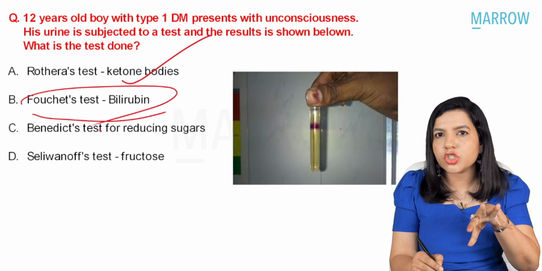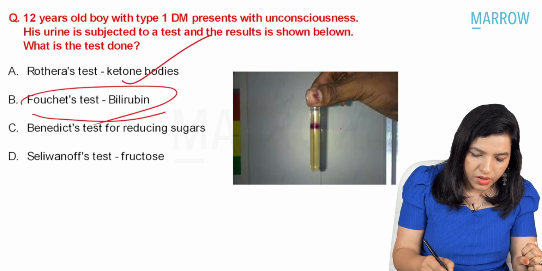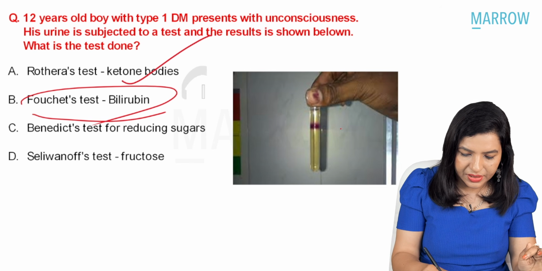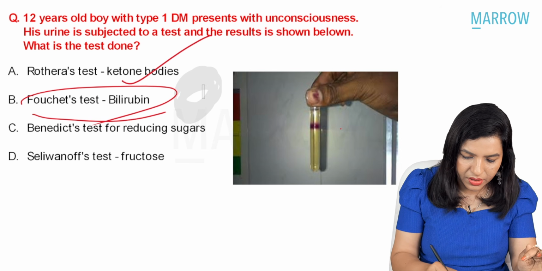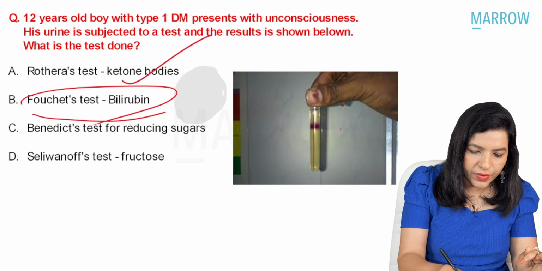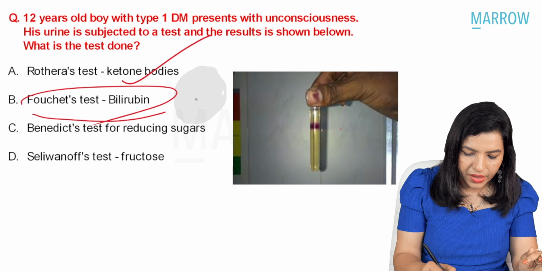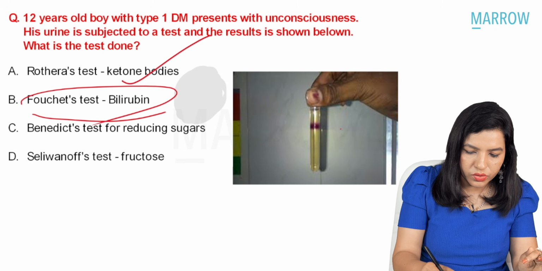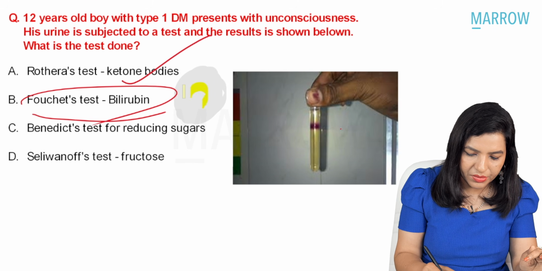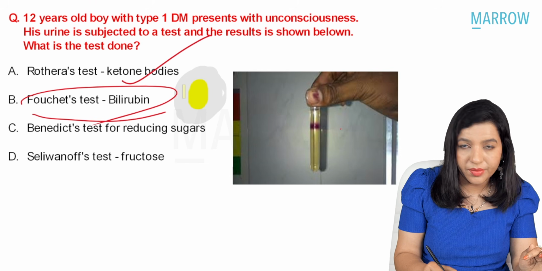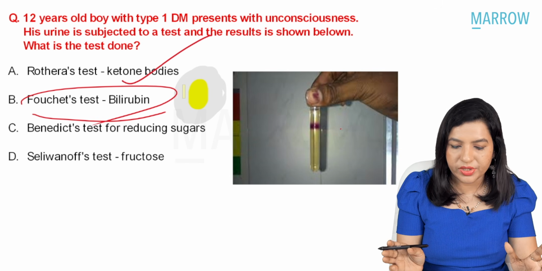Fouchet's test, if a picture is given, how will you identify? It's a filter paper test. That's the first thing that we should be knowing. Inside the filter paper, what we can see is a white precipitate. I'm not able to draw white color here, so I'm just drawing a yellow color, but actually it's not yellow, it's a white precipitate.